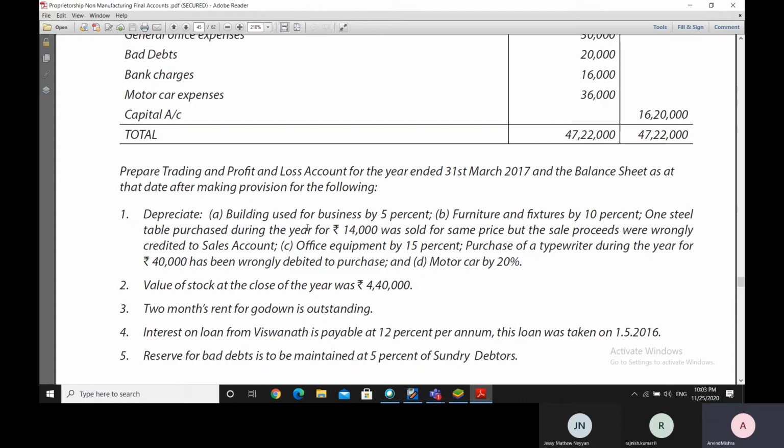the depreciation. The building is used for business, we depreciate that by 5%. Furniture and fixture has to be depreciated 10%. Steel table, which is purchased during the year, has to be depreciated for. It has been purchased for 14,000, was sold for the same price, but sale proceeds were wrongly credited to sales account. So therefore, this needs a correction here. And office equipment has to be depreciated by 15%.